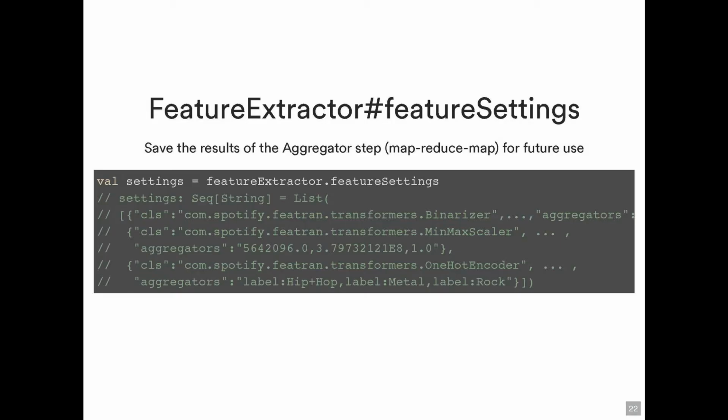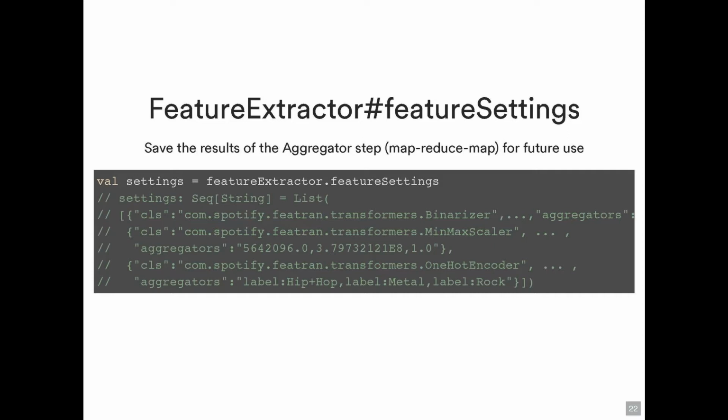Okay, so that was feature values. And the last one that's pretty interesting is feature settings. So you remember that we covered an aggregator stage. In the original example for one hot, that was your set of genres. And the truth is, sometimes you can save those results and not have to recompute them. And Featran provides a way of doing that called feature settings. So once you've extracted and gotten your feature extractor, you can call feature settings, and it will return a sequence of strings. And those strings are actually JSON strings.